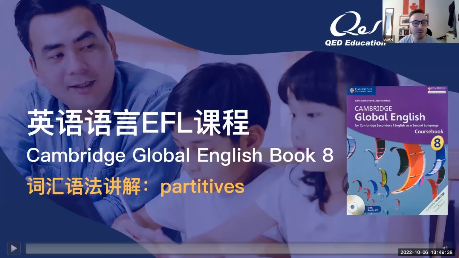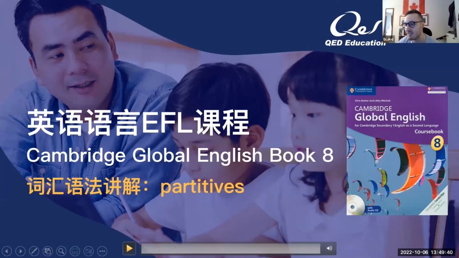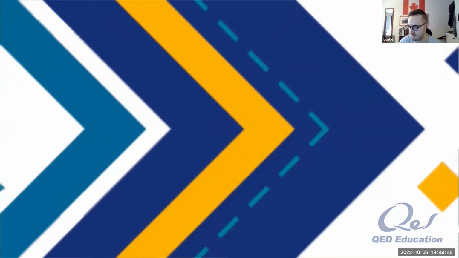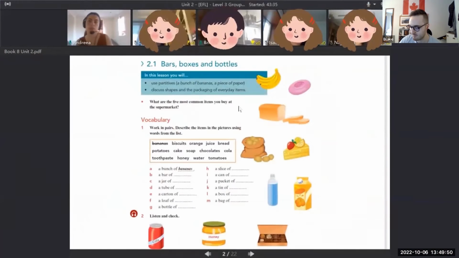And here is an example of this one. Now, I'm going to introduce partitives, okay? It's okay if you haven't heard this word before. It's a grammatical term, right? It's used to describe groups of something or what something is packaged in, right?